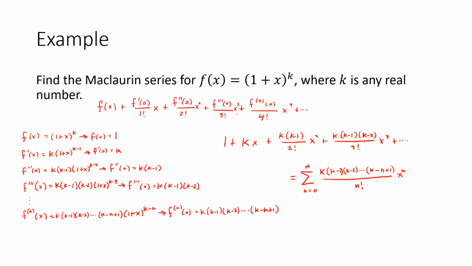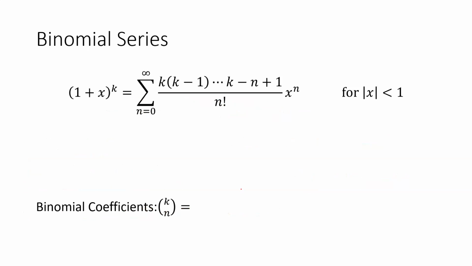Okay. So in fact what we've done here is we've derived a formula for what we're calling the binomial series. So the binomial series looks like this. It's k times k minus 1 down to k minus n plus 1 over n factorial. We can use the ratio test here to show that it's convergent for absolute value of x less than 1, so it diverges outside of that range.